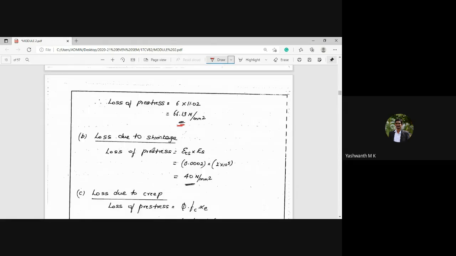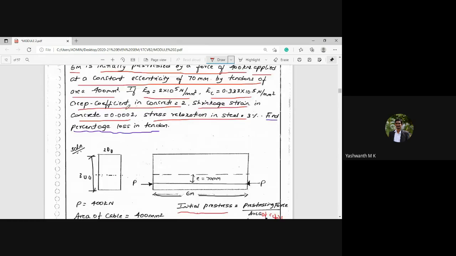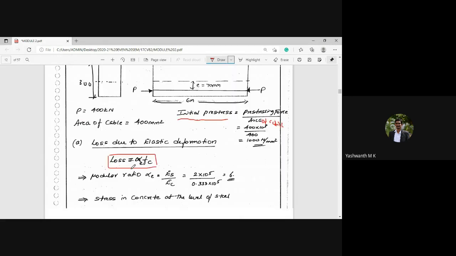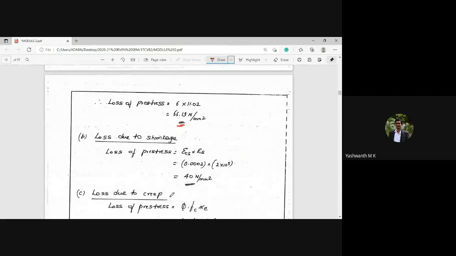Next, the loss you are going to come across in the case of a pretensioned beam is the loss of prestress due to shrinkage. The loss of prestress due to shrinkage is equal to, we know the formula, the residual shrinkage strain multiplied by the modulus of elasticity of steel. In the problem, this has been clearly mentioned. What is the shrinkage strain in the concrete? That is 0.0002. So be careful, please observe and substitute it properly. Everything we need to do very carefully. So 0.0002 into 2 into 10 to the power of 5, which will be 40 Newton per millimeter square.